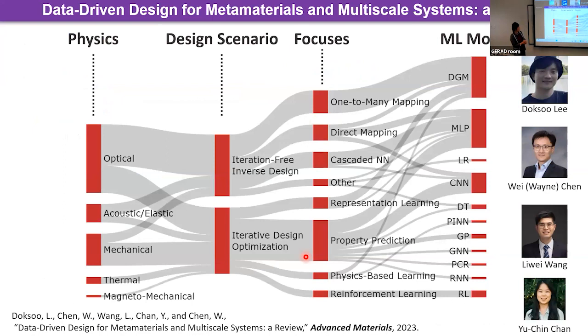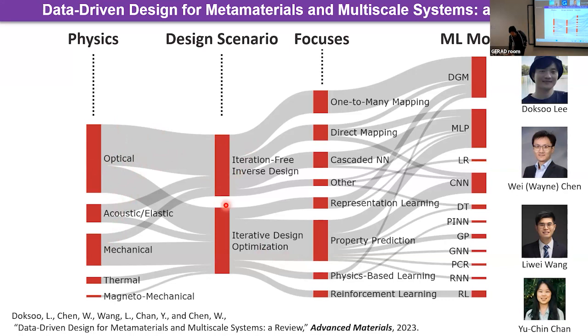This paper was recently released online. It is a review paper. It took us almost two to three years, with all the students working together, publishing in Advanced Materials a literature survey on data-driven design for metamaterials and multi-scale systems. I highly encourage you to look at this paper. This is a picture from a section where we talk about machine learning. What is interesting here is that the paper is broken down by physical functionality: mechanical, acoustic, optical. There's a lot of optical application.